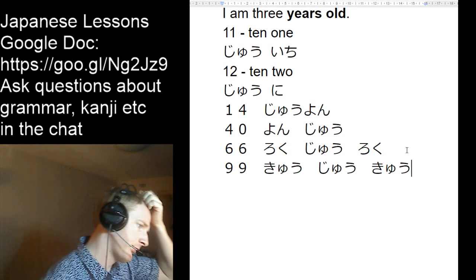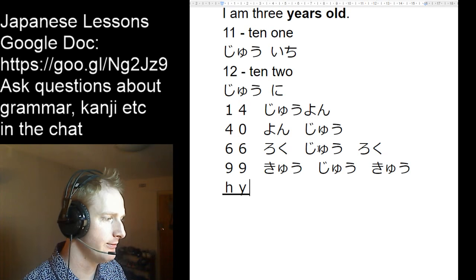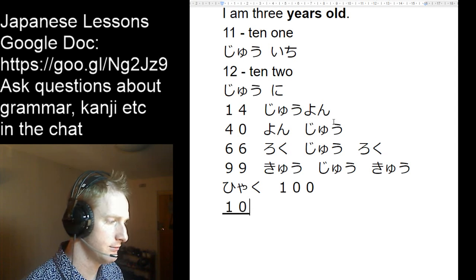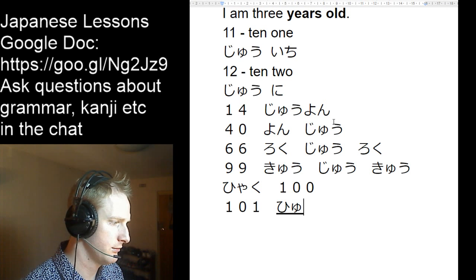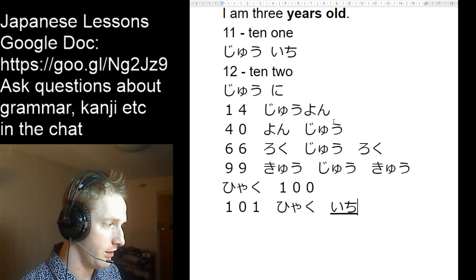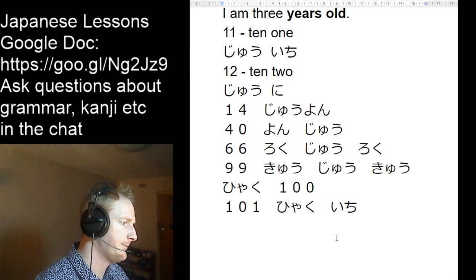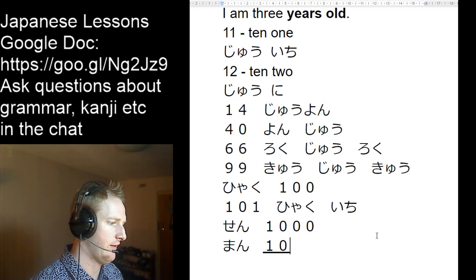Kyujuku. Alright, so 99. Now once we get up to 100, we need to know this word, hyaku, and then we can keep going. Hyakuichi. Alright, and we can just keep following the normal rules all the way up. Then we get to 1,000, which is sen. And then man, which is 10,000.